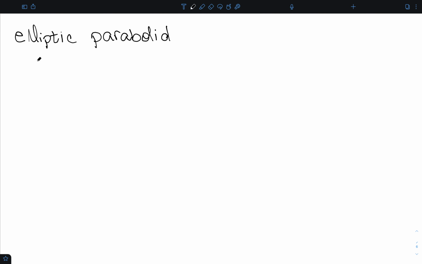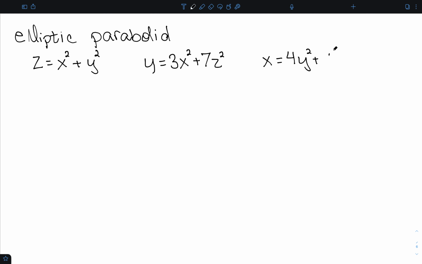For an elliptic paraboloid, I need my quadratic terms to be of the same sign. Things like z is equal to x squared plus y squared, y is equal to 3x squared plus 7z squared, or x is equal to 4y squared plus 2z squared. These would all be elliptic because when I solve for my linear variable, both of my quadratics will have the same sign.